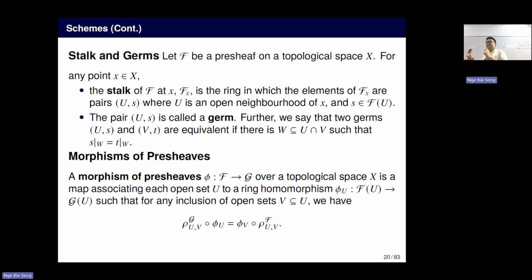And generally when we say germ, we mean more than just a pair. We want to put an equivalence on it, in the sense that we say two germs are equivalent if they agree on some smaller subset, that is, they agree on the intersection somewhere. And yes, you can check this is indeed an equivalence relation.